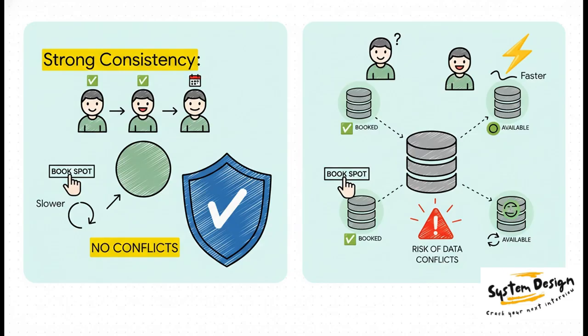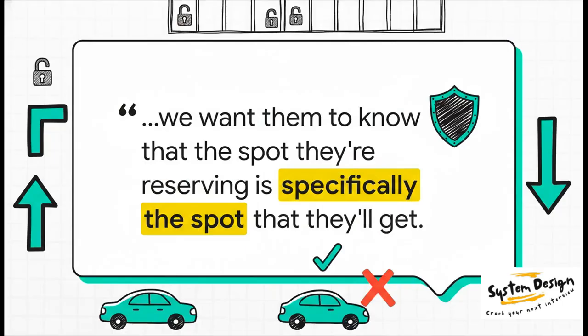Eventual consistency is faster, but it comes with a risk. A spot that's just been booked might, for a split second, still look available to someone else. For a parking app, this isn't even a debate. Trust is everything. A user has to know with 100% certainty that the spot they just paid for is theirs. So we choose strong consistency. We're willingly accepting a slightly slower system to completely eliminate that nightmare scenario of two people showing up for the same spot. It's a trade-off we have to make.